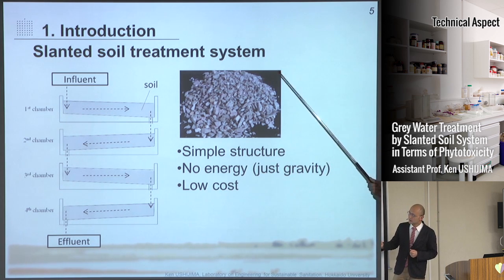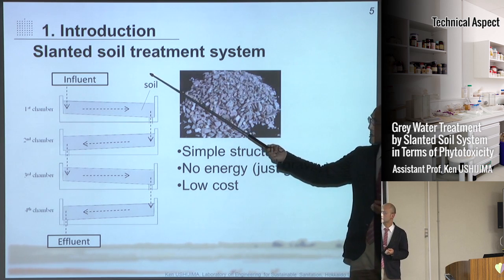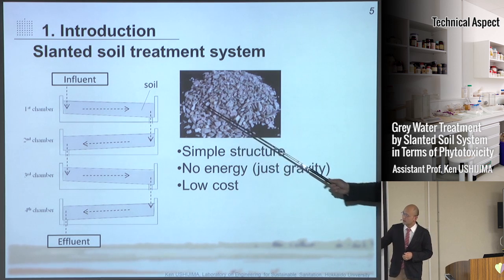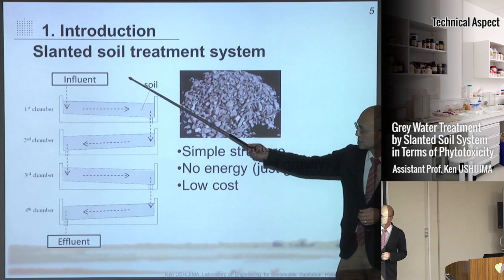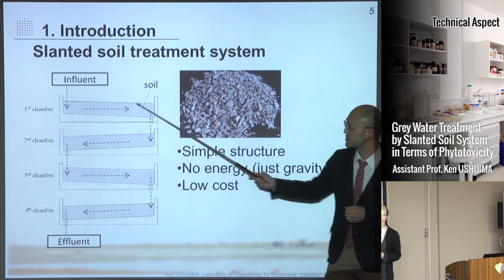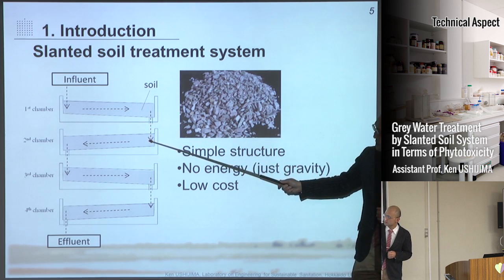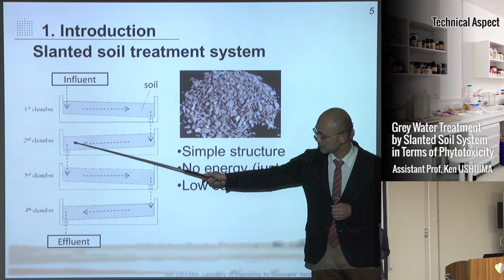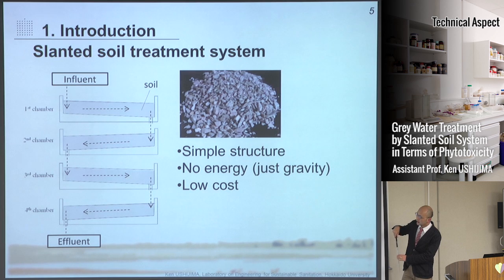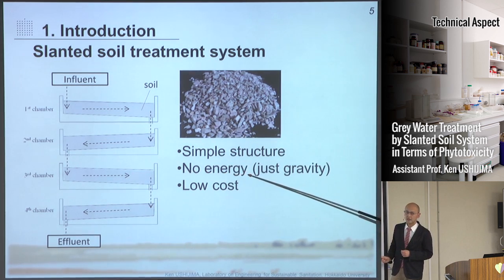One of the promising technologies we are focusing on is the slanted soil treatment system. This is a very simple system, like this. Water comes here, then it passes through the slanted soil chamber. The soil is like this. Then it is drained to the next chamber and again passes through the soil chamber, then drains, passes, and drains. This uses only gravity, so we don't need any energy.